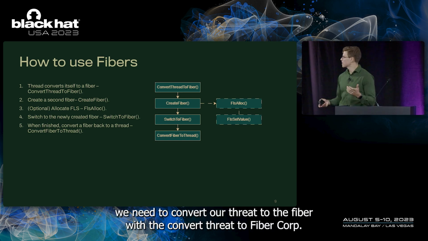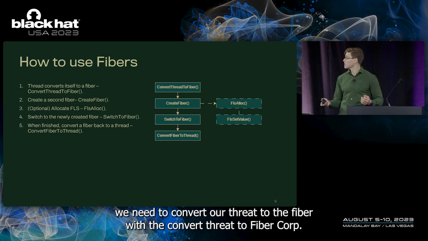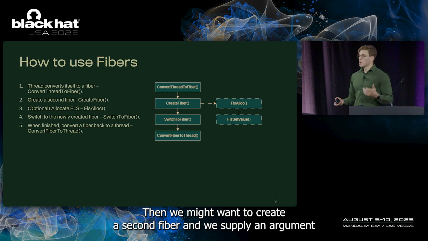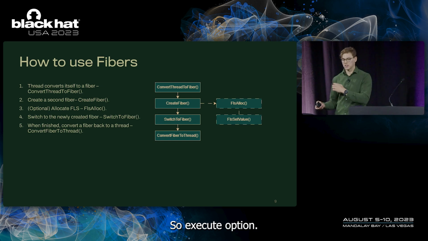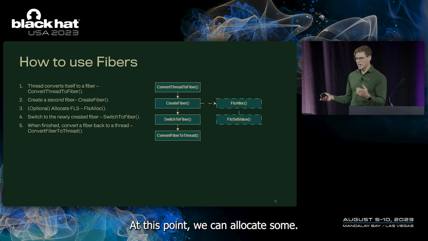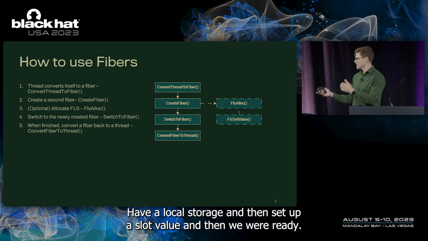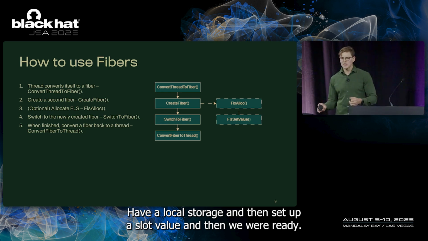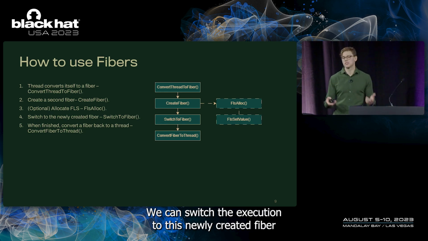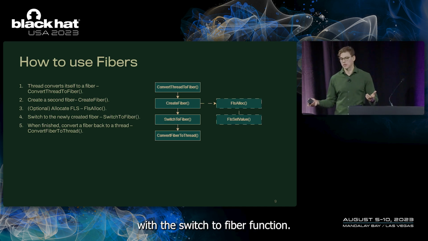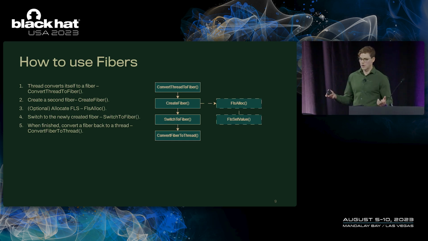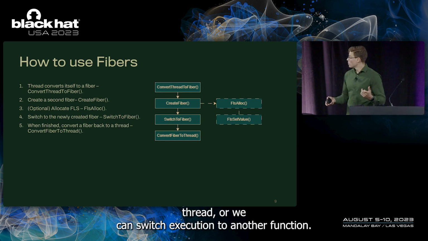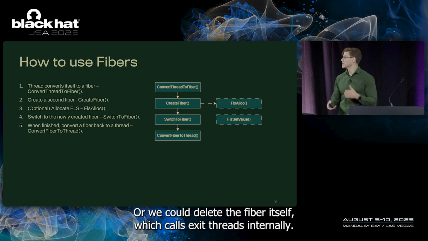So how might we use fibers legitimately? Well, first, we need to convert our thread to a fiber with the convert thread to fiber call. Then we might want to create a second fiber, and we supply an argument with our fiber data to execute. Optionally, at this point, we could allocate some fiber local storage and then set a slot value. And then when we're ready, we can switch the execution to this newly created fiber with the switch to fiber function. Once we're finished, we can convert the fiber back to a thread with convert fiber to thread, or we could switch execution to another function, or we could delete the fiber itself, which calls exit thread internally.